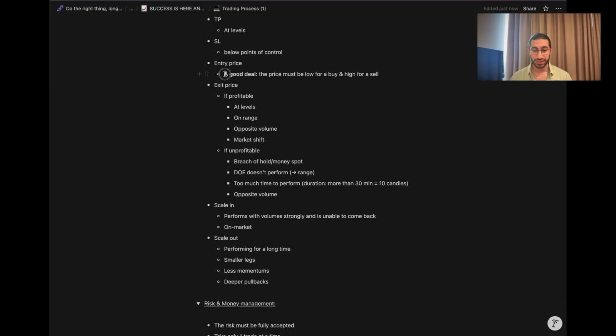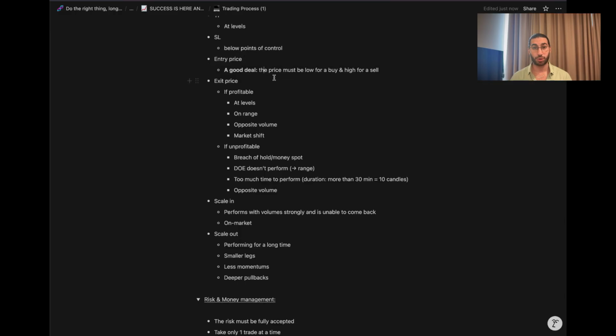Then the entry price needs to be a good deal. So again, I'm going to say it again, and I'm going to quote David Paul once more. A good trader would rather die than chase the price. Because you're basically dealing with the market, and you need to have a good deal. You need to buy an asset at a good price, and you need to sell an asset at a good price. And the price must be low when you buy, relatively low to the context, and high when you sell, relatively high to the current context.